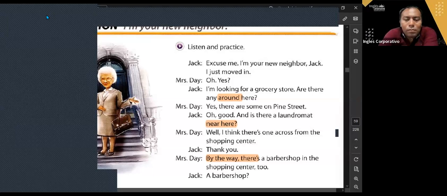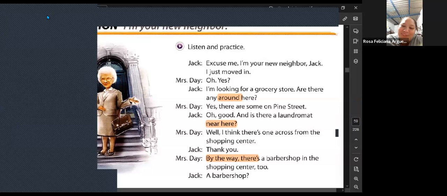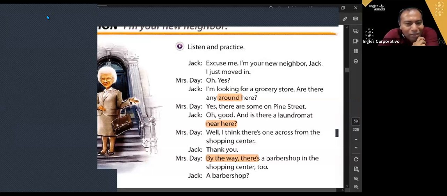Two? A barber shop? No, le faltó el two. A barber shop. Sí le dije, a barber shop too. Sí, creo que sí lo dijo. Shopping center, quizás ahí se le corta la señal. Supongamos. Jacqueline, Andrea, can you talk? Are you available to talk? No, Jacqueline. Okay, she's not available.